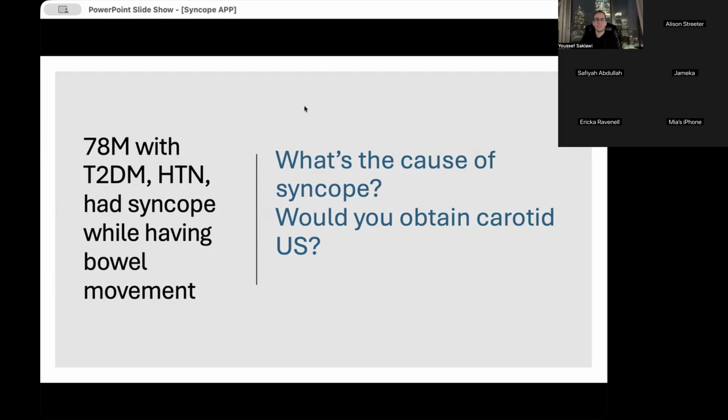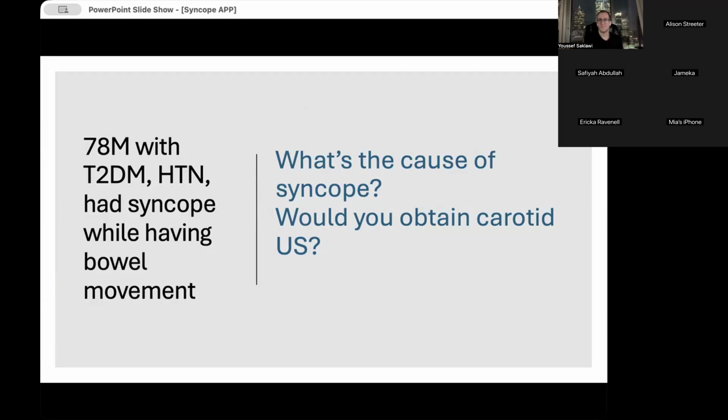A 78-year-old male with diabetes and hypertension had syncope while having a bowel movement. So the question is, what's the cause of syncope, and would you obtain a carotid ultrasound? If anybody wants to share, feel free to unmute or put it in chat.